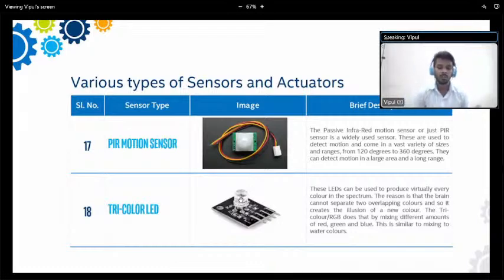If you look at modern laptops, they have multicolor LEDs on the keyboard. Some laptops have blue LEDs, some have multiple color LEDs. We can make such applications with that. Modern laptops use this kind of tricolor LED. We call it an RGB LED.